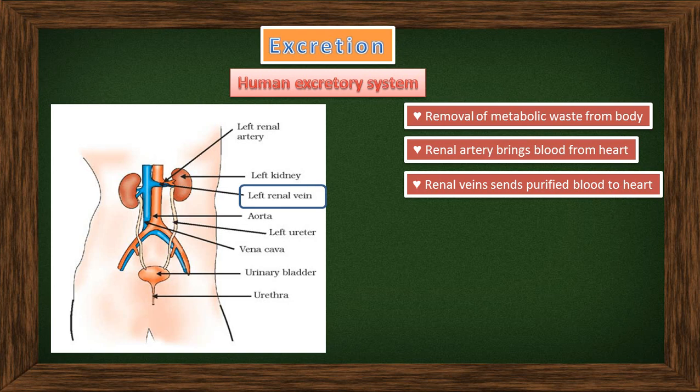The kidney removes all the metabolic waste and sends the purified blood to the heart. After purification of the blood, the metabolic waste passes through the right and left ureters to the urinary bladder and urethra. Let us study one by one.